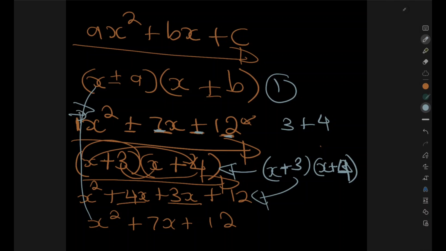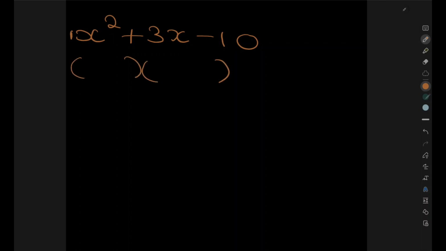So now let's do another example to see if we understand. We have x squared plus 3x minus 10, right? First step. We know that the coefficient of x squared is 1, so we need to write down our skeleton. If the coefficient is 1, it will look something like this: x and x.